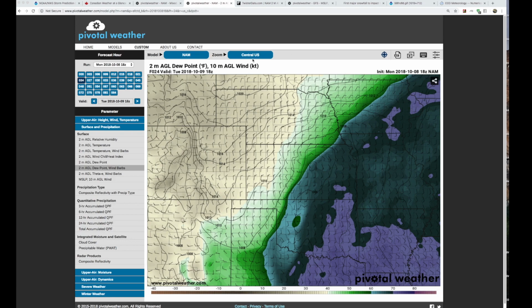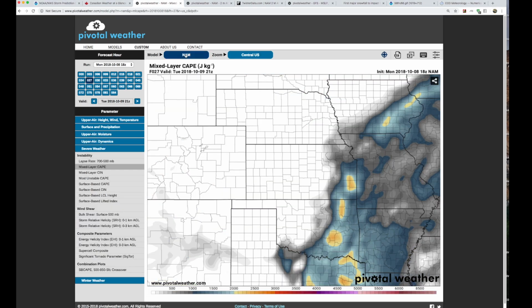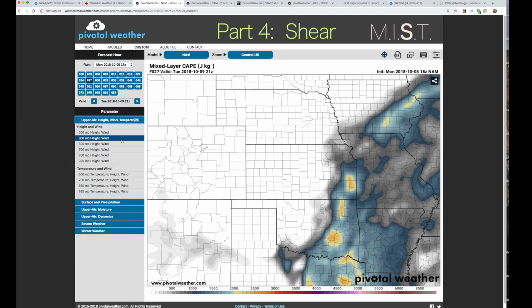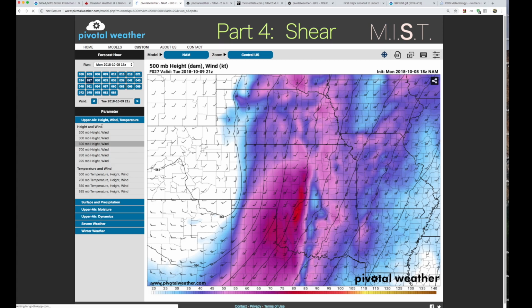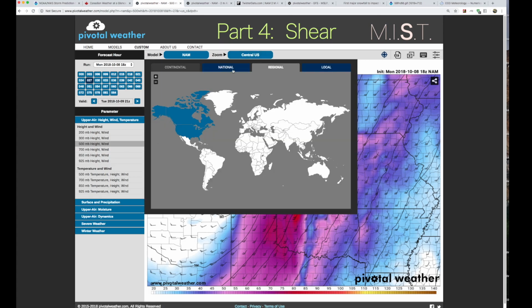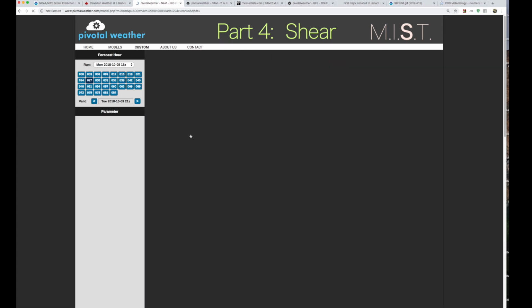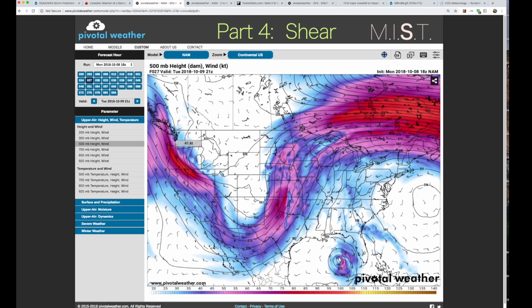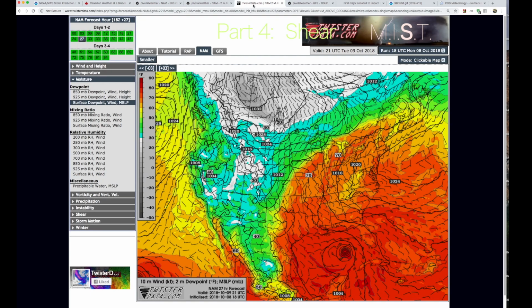Hey everyone. So last week we talked about moisture. Just a brief review again. We looked at our trigger, and our trigger is in the 500 millibar chart. And here we go. So we have this trigger, this trough, that's going to trigger thunderstorms.